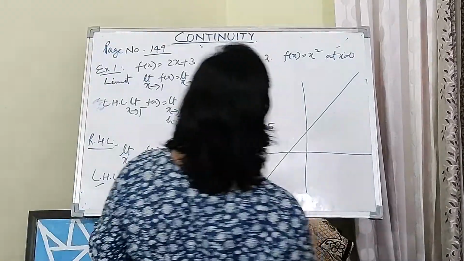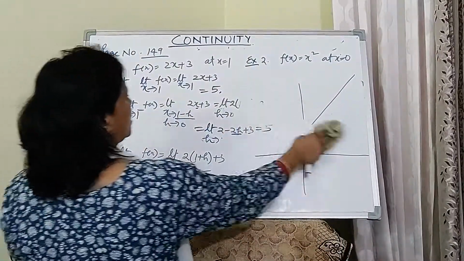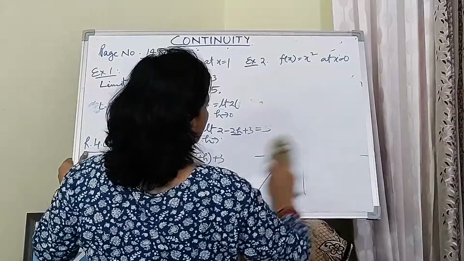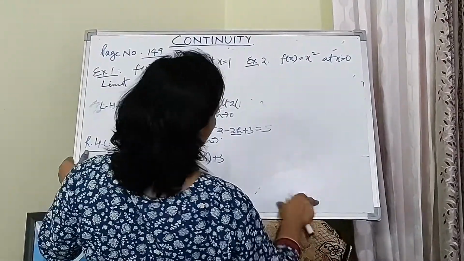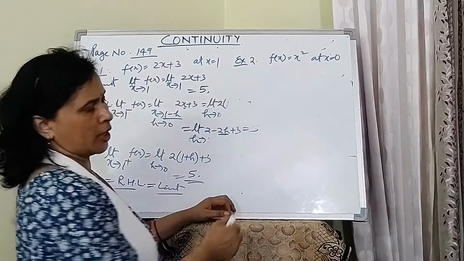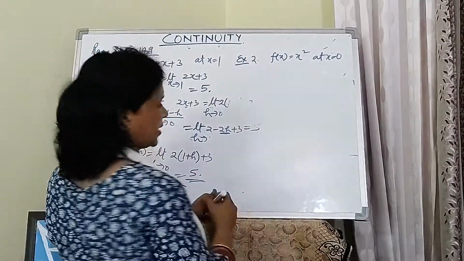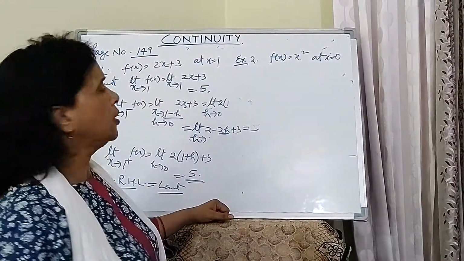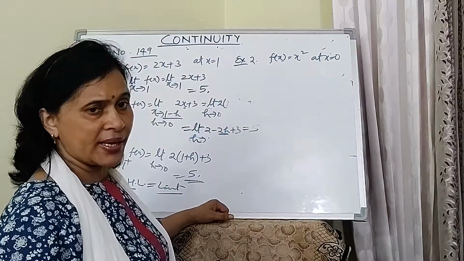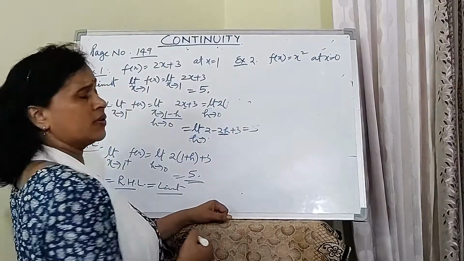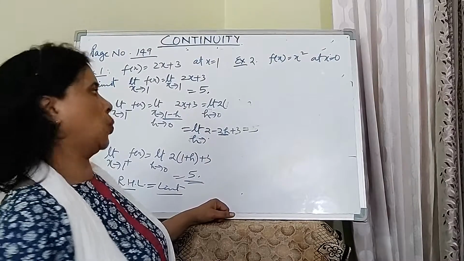Now let us move to the second problem. What is the second problem here? It is f(x) is equal to x square, a quadratic polynomial. In the first question I had a discussion of a linear order polynomial.